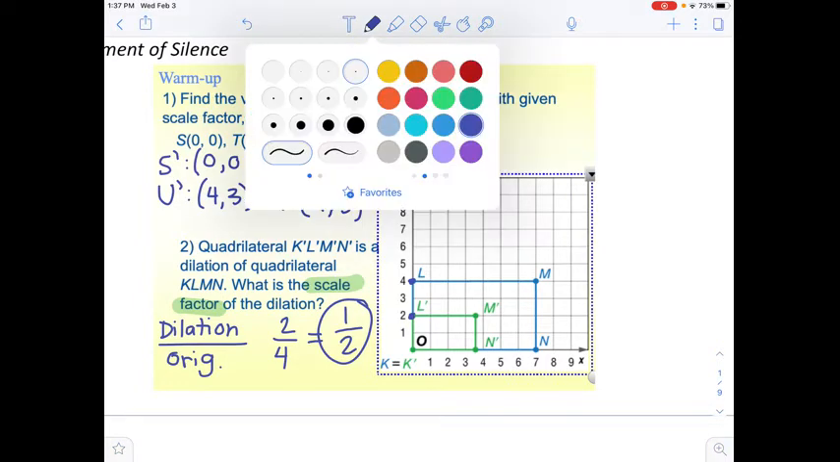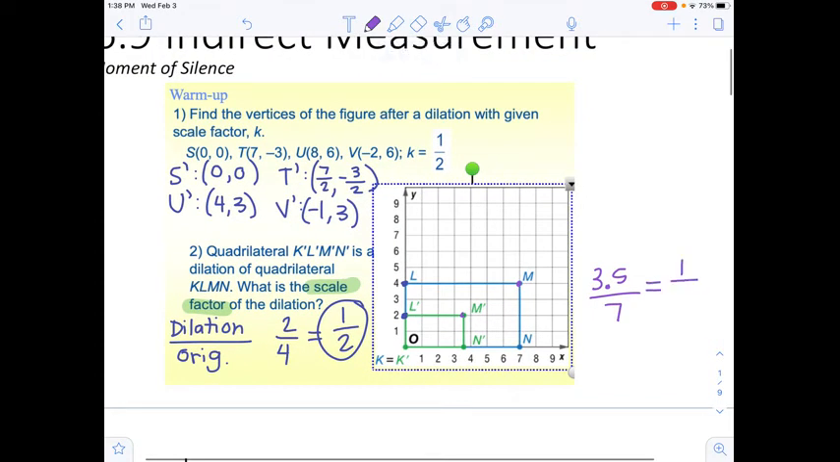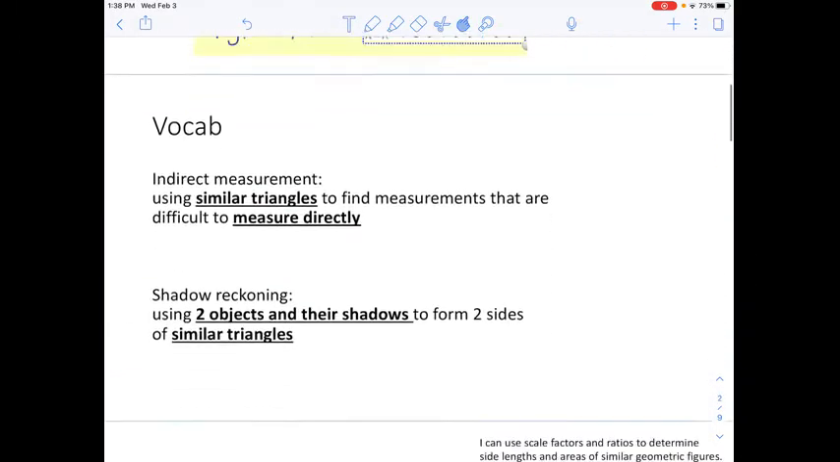We could also check, let's say we do it with M and M prime. So M prime, the dilation, is at 3.5. And the original, and I'm using the x values here too, I should say. So 3.5 and the x value of M is 7. Well, this again can be simplified to 1/2. So whatever points you pick, as long as they're corresponding, you should get a scale factor of 1/2.